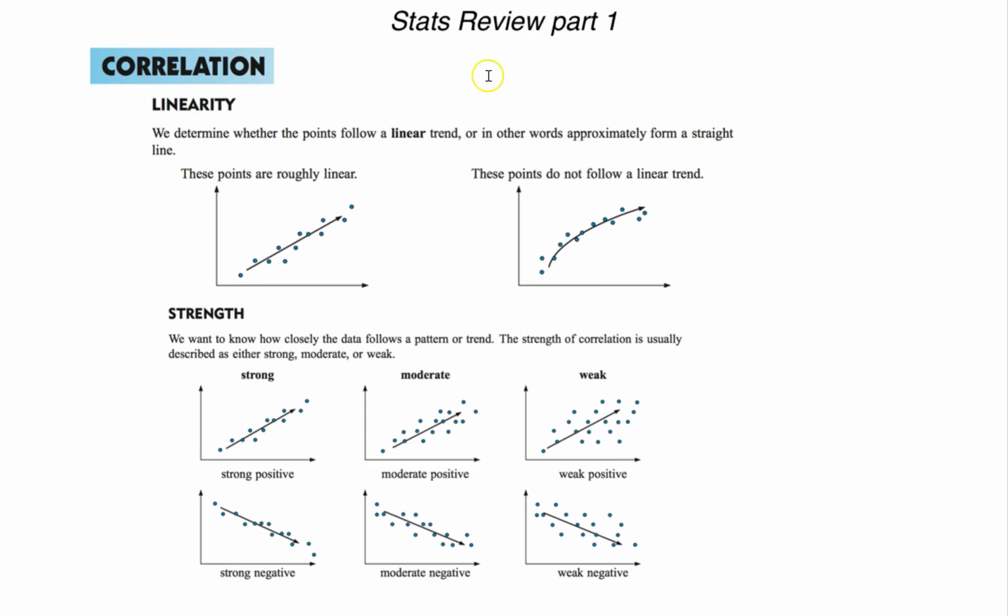Stats review part 1. So first we're going to talk about correlation. Now correlation is just a number that lets you know how closely related two quantities are. Now there's different types of correlation. There's a linear correlation like right here. There could be a nonlinear correlation like over here. You have to know the difference.